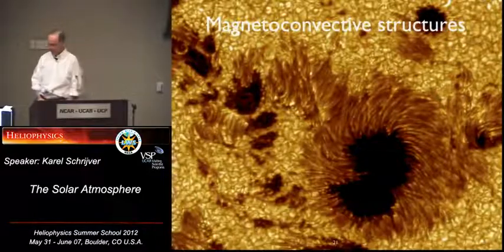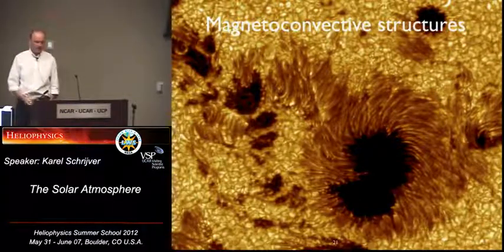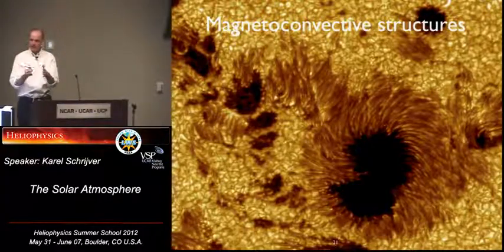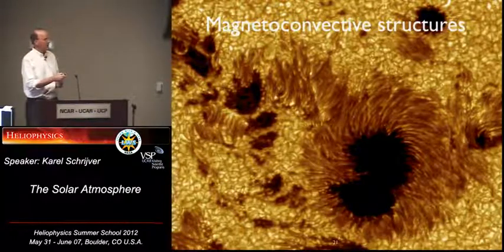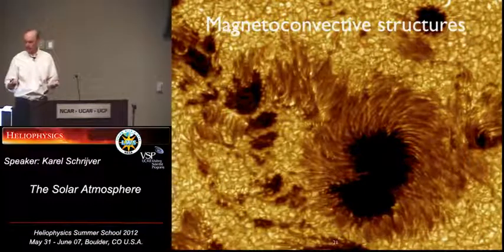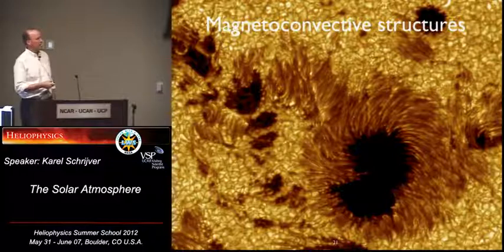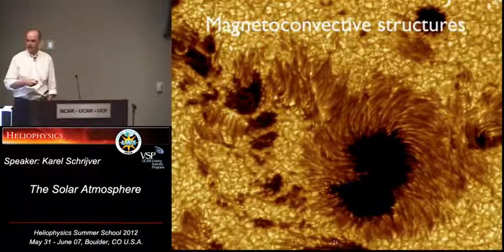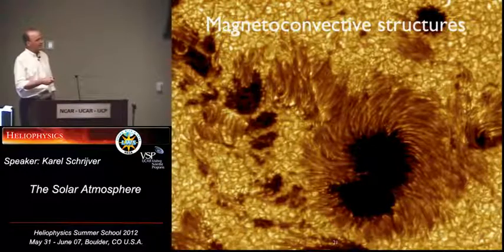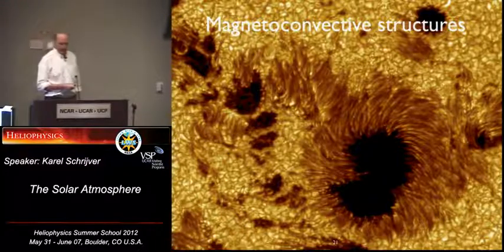So what do these structures do? Well, here are some of the structures that I was talking about. Once you put enough magnetic field in the solar surface, you create structures that we call sunspots, like this, which is typically the size of the Earth, or a couple of times the size of the Earth, which have what we call an umbra and a penumbra, literally a shadow and a half shadow. And both of those are completely dominated by the magnetic field. And here in the penumbra, you can see the striations that are formed by this magnetic field.